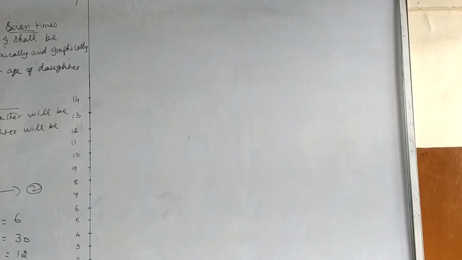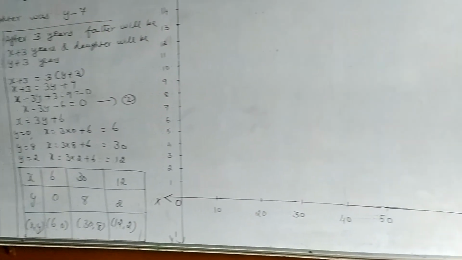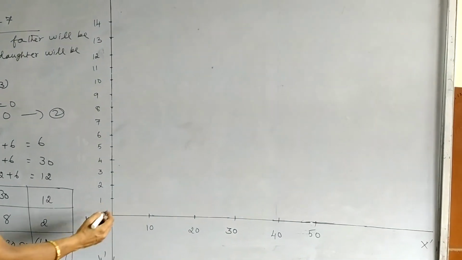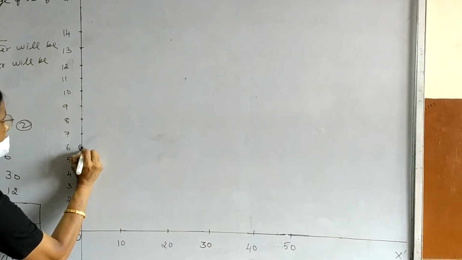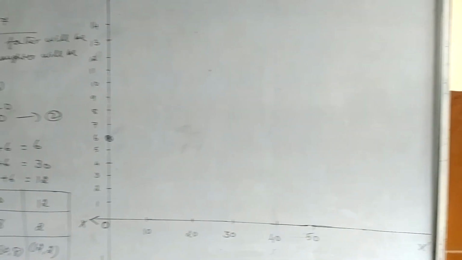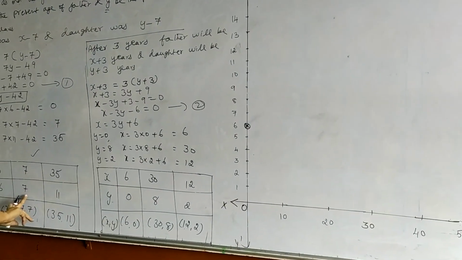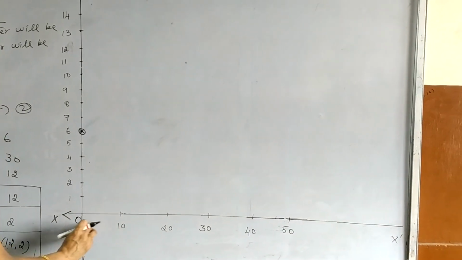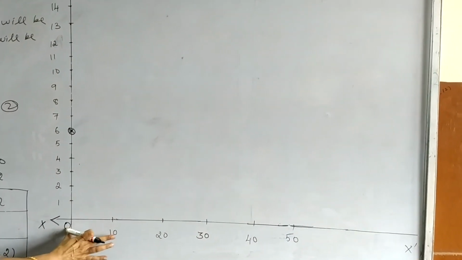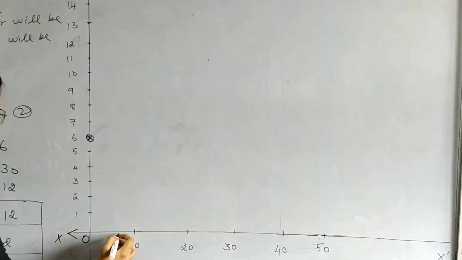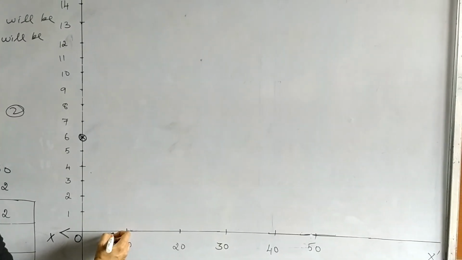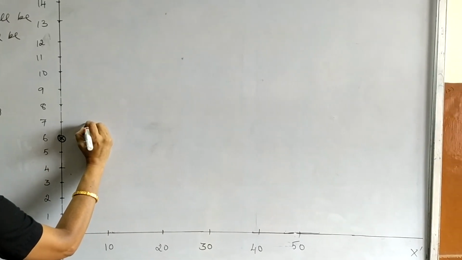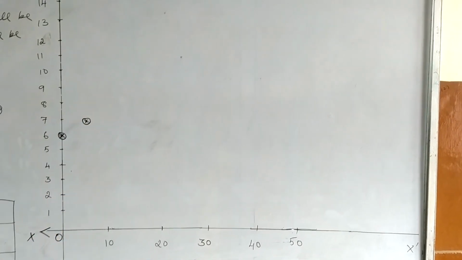I go to the first table. When x is 0, y is 6. This is the point. The second ordered pair is x is 7 and y is also 7. x equal to 7 is between 0 and 10. You can see there are 10 smaller divisions between 0 and 10. Count the 7th smaller line between 0 and 10. Against that number, you can mark this number 7. So when x is 7, y is also 7.